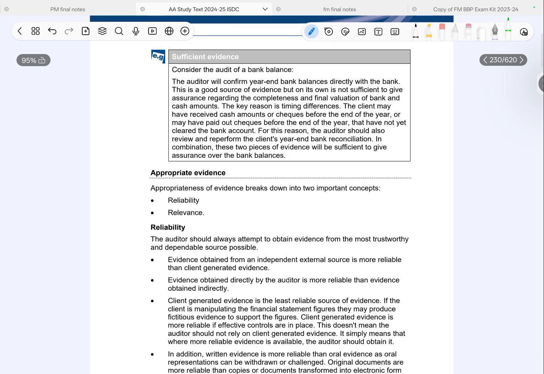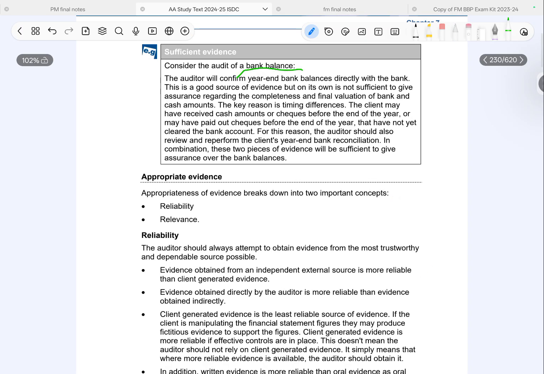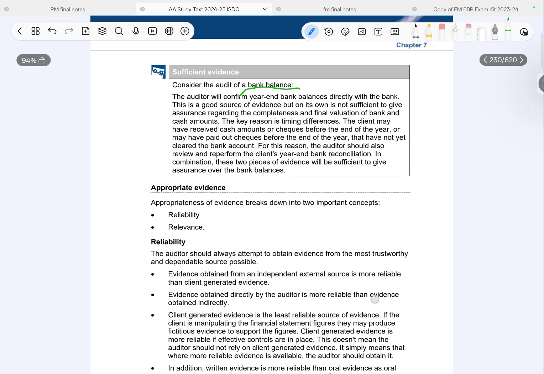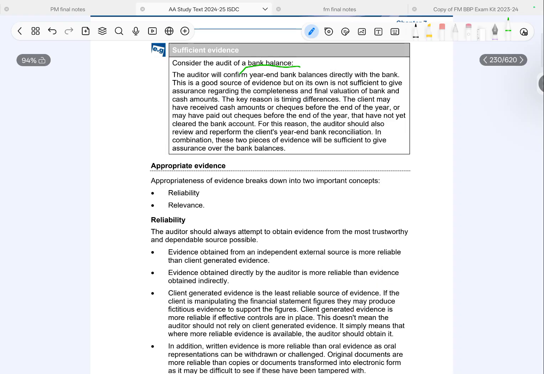Okay, so let's quickly level up our understanding of sufficient and appropriate evidence. Imagine you're auditing a bank balance. You confirm the year-end balance directly with the bank. Great, super reliable evidence. But is that enough? No, because of timing differences. Some checks or cash might not have cleared yet.